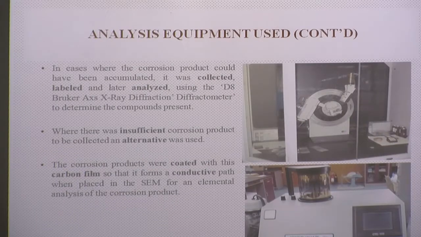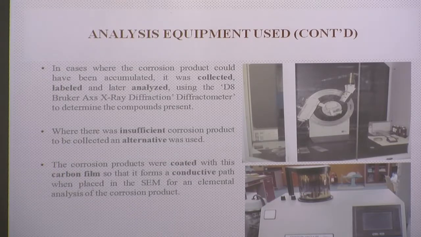Right? Now, the X-ray diffraction, this is an X-ray diffraction machine, right? Where it analyzes compounds. Right. So you have the corrosion product, you want to identify what is in the corrosion product. And X-ray diffraction gives you a compound analysis of all the compounds, the corrodents, whatever is in the corrosion product.